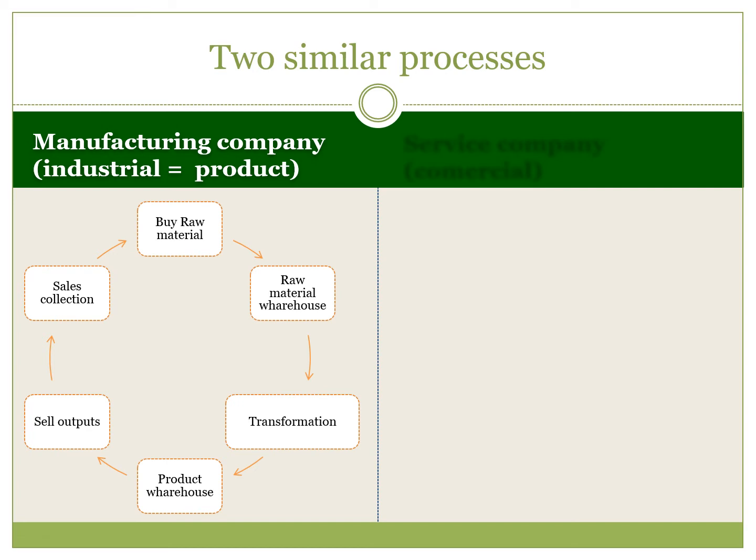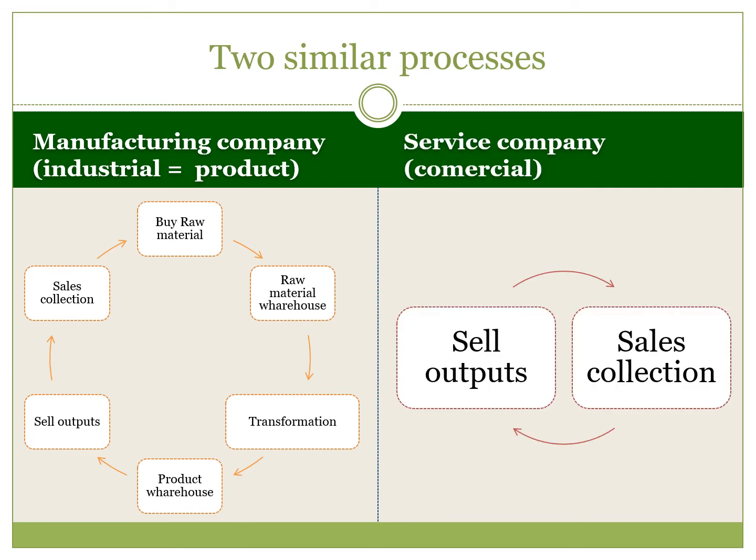Are the ones that offer services, which means they have a very small cash operating cycle because they sell a service and they get the sales collection. So their cash operating cycle is going to be shorter, it's going to be very small.